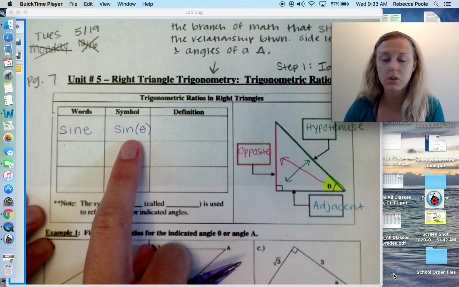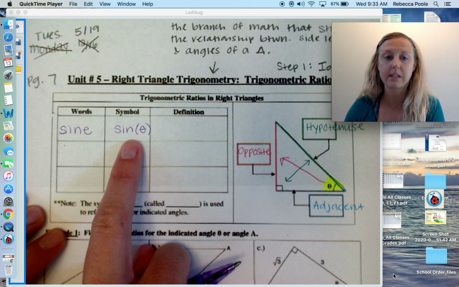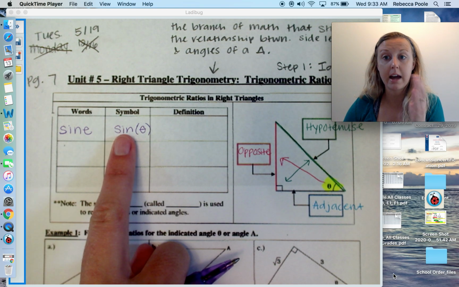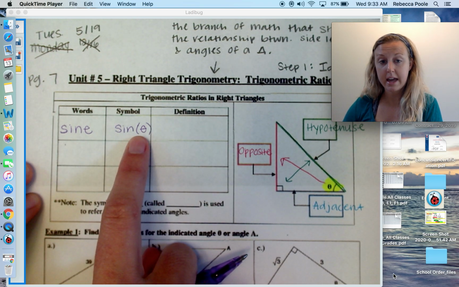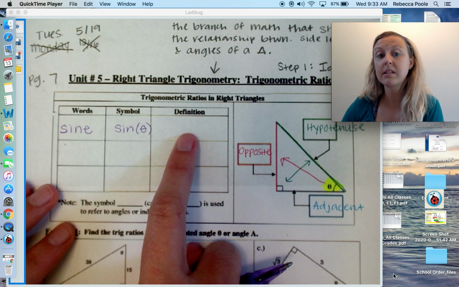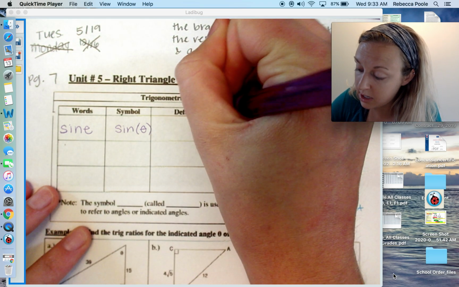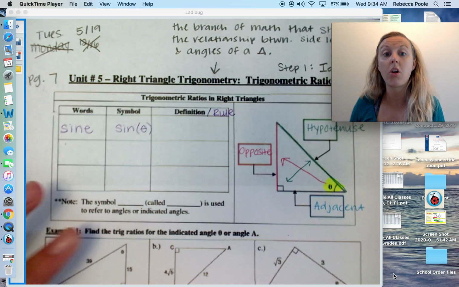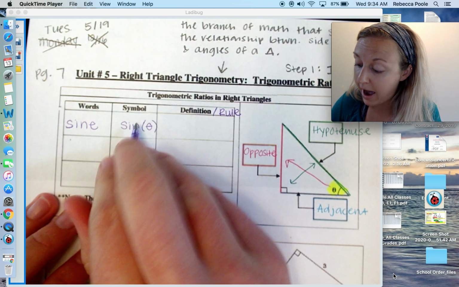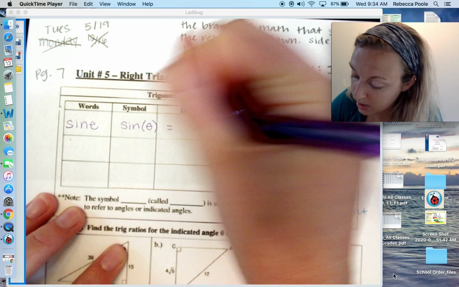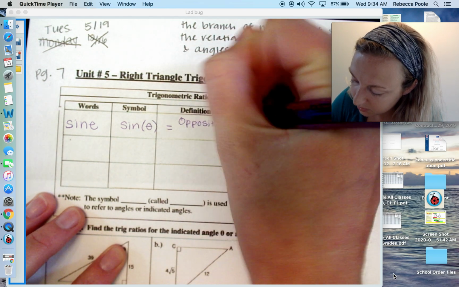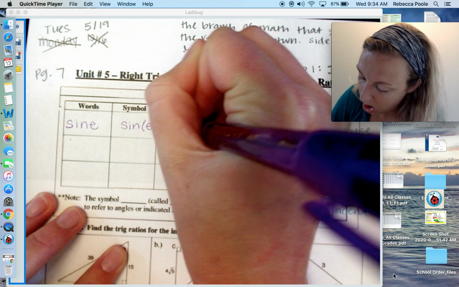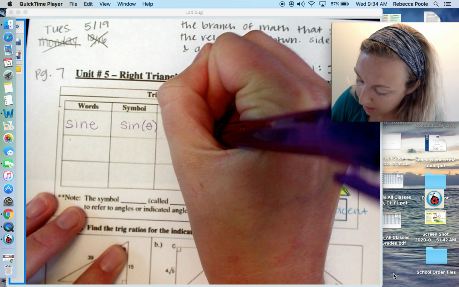This is not sin. Do not say sin. If you come to me in pre-cal saying sin, I'm going to make fun of you. Sine, that is the trig function. So this is the sine of the angle. And to find the sine of the angle, our definition, I don't really call it a definition, I call it a rule. To find the sine, we are going to take the opposite side over the hypotenuse.